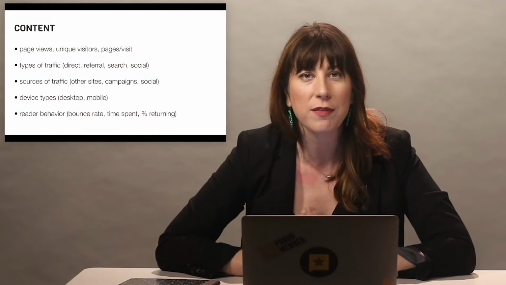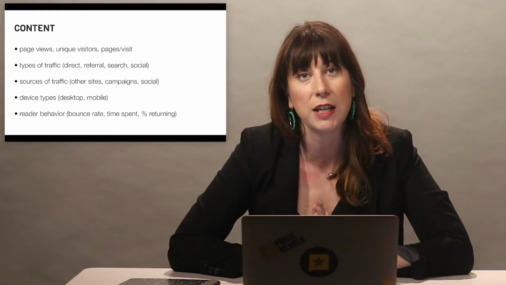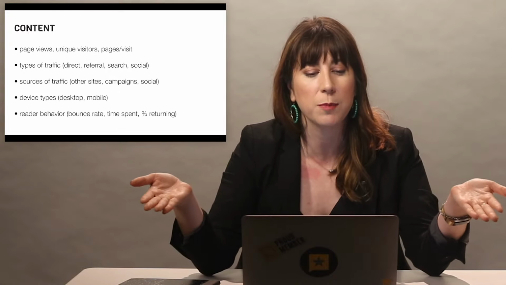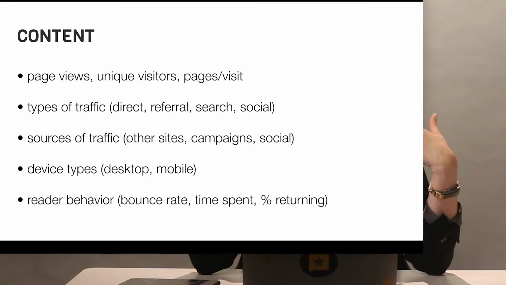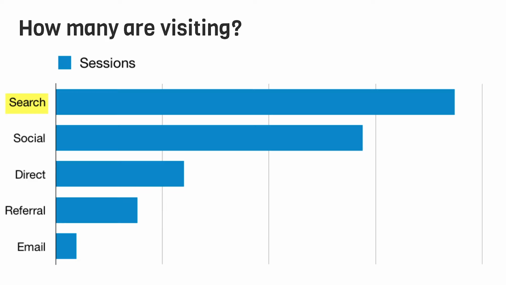When it comes to content, these are all super basic, but we're going to review them in any case, because this is really good information for you to think about pulling if you can get your hands on it about your current audience. Obviously, in terms of consumption: page views, unique visitors, pages per visit, how much are people consuming when they get to your site, the types of traffic, sources of traffic, device types, and reader behavior. For example, the kinds of questions that you can answer just looking at traditional web analytics are, how many people are visiting from these different channels?